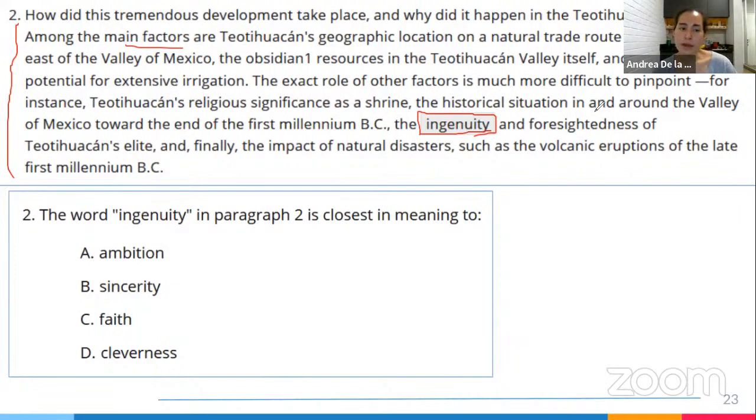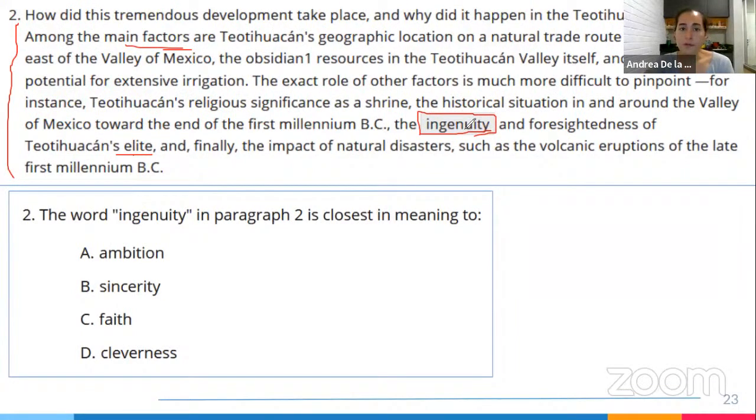And now if we ask ourselves, how does this word ingenuity fit in this paragraph? Actually, the ingenuity of the elite was one of the factors, right? One of the other factors that contributed to the development of Teotihuacan. The ingenuity of the elite was one of the factors that led to the development of Teotihuacan. So that is basically the context that you get. You can obviously compare it to the other factors because this is not the only one.